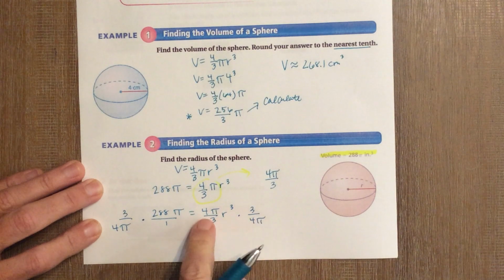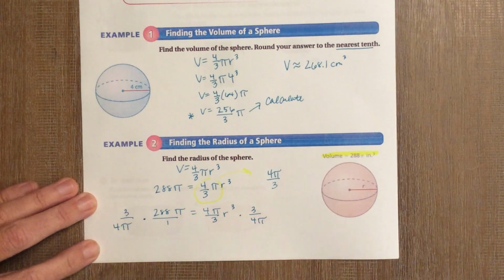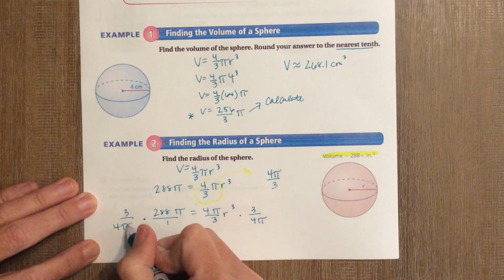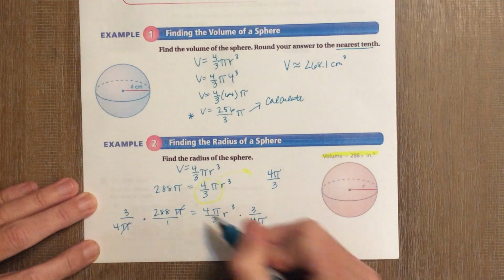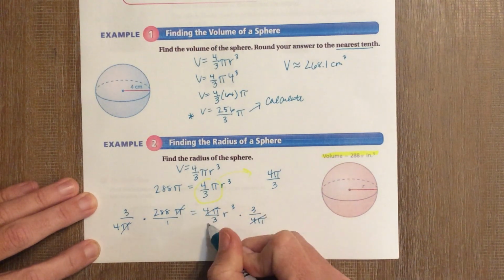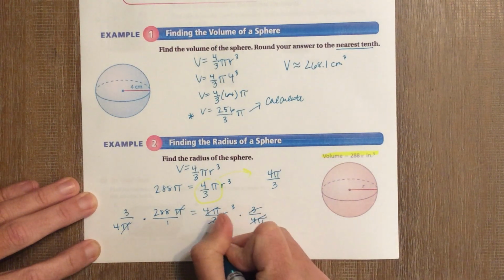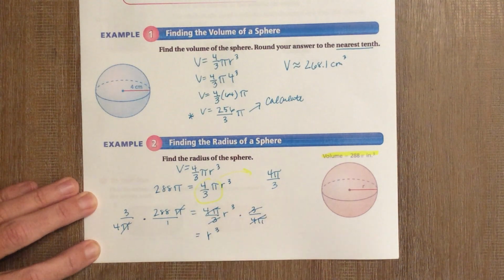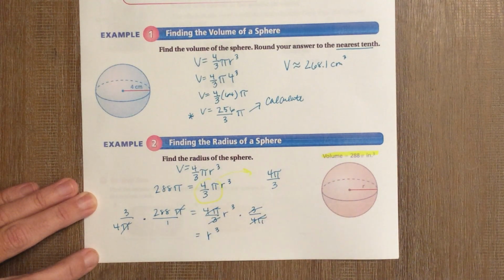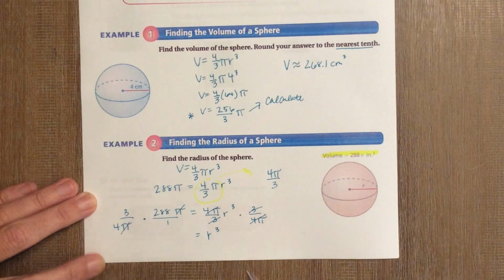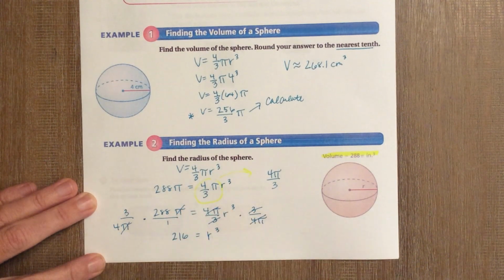I'm just putting it out here. I'm not even trying to squeeze it in right there because it's a little bit too much. We know the pi's cross cancel. This 4 pi, this 4 pi, this 3, and this 3 all cross cancel. So you're left with your radius cubed here, which is our first step in solving for something. And then I just go 3 times 288, divide it by 4, and I end up with 216.